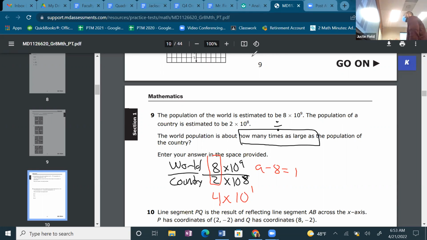All right. So 4 times 10 to the first, which is what? What's 10 to the first? 10. So what's 4 times 10? 4 times 10. So now we have our answer. 40. So the answer is 40. Well, yeah. So the population of the world is 40 times as large as the population of the country.